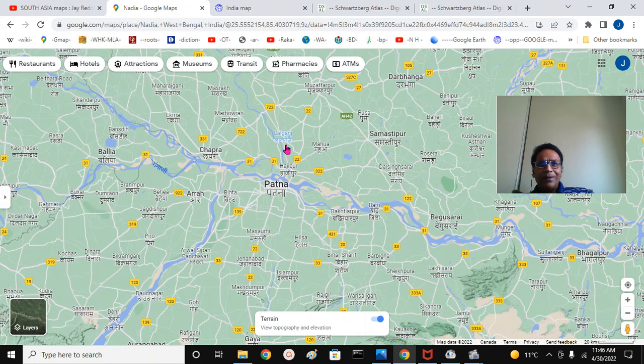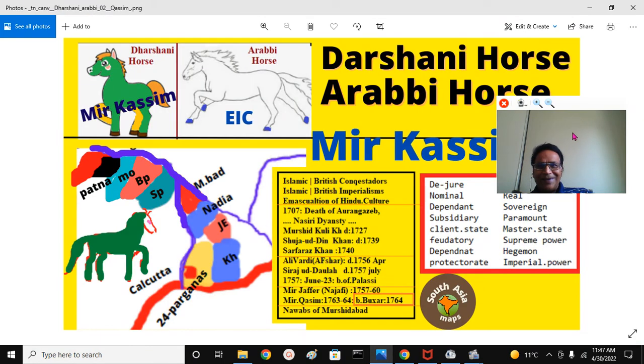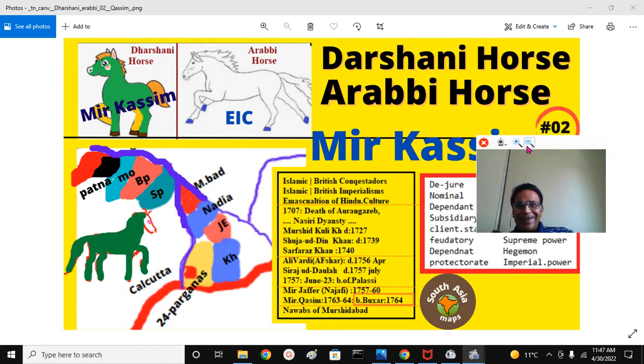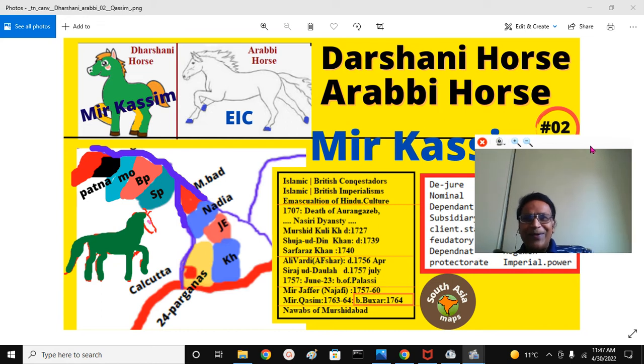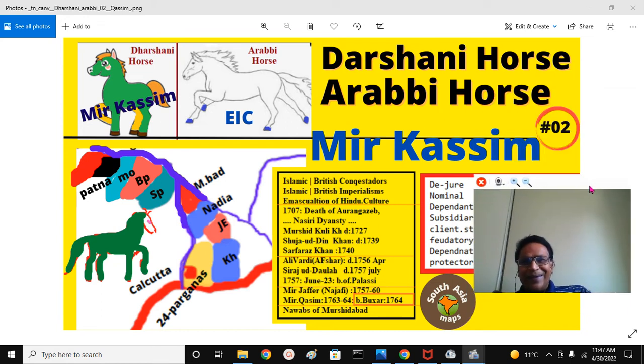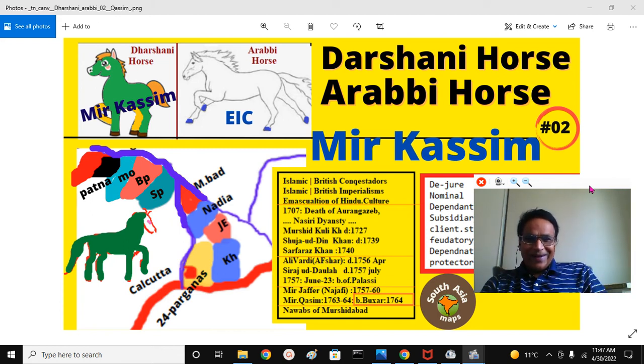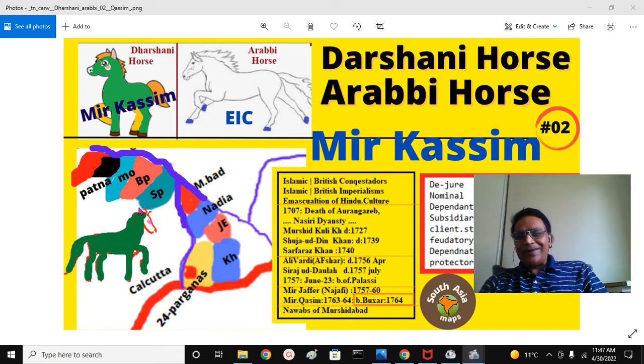And that is about the fascinating Dharshani horses, Arabbi horses series. Today we looked at the second Dharshani Arabbi horse in the Indo-Gangetic plains, in the moribund delta of the Ganga. That means a lot of rivers are still forming the delta. That is about the Nawabiyat of Mir Qassim, a Dharshani horse of the Britishers, for a couple of years.